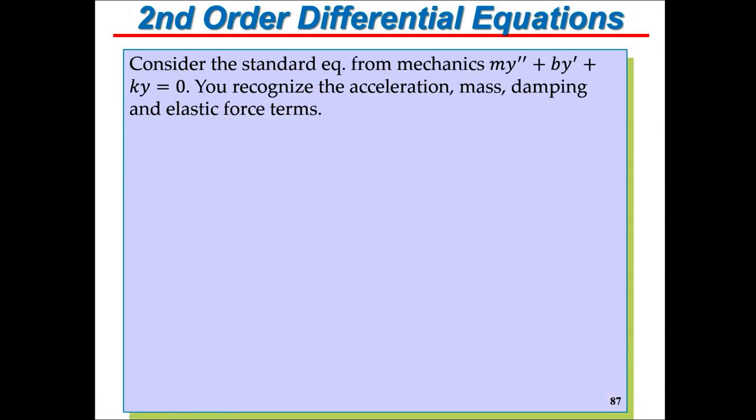All right, so let me continue with another example. I'm going to take vibrations from your mechanics, from your dynamics courses. So we have a mass m oscillating with displacement from equilibrium that I denote here as y. That's a function of time. Y double prime is the acceleration, y prime the velocity, y the displacement, m the mass, b some damping coefficient, and k the spring constant.